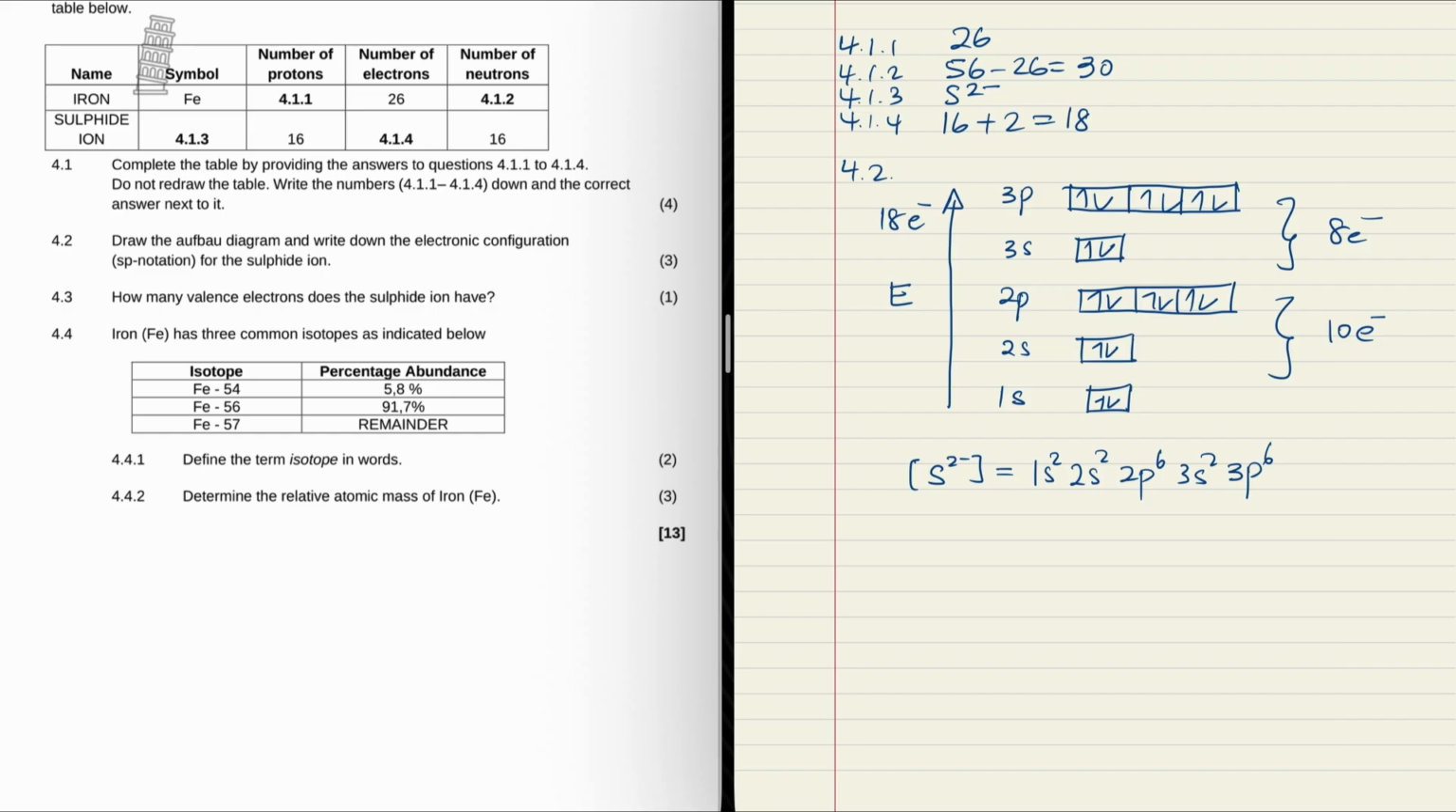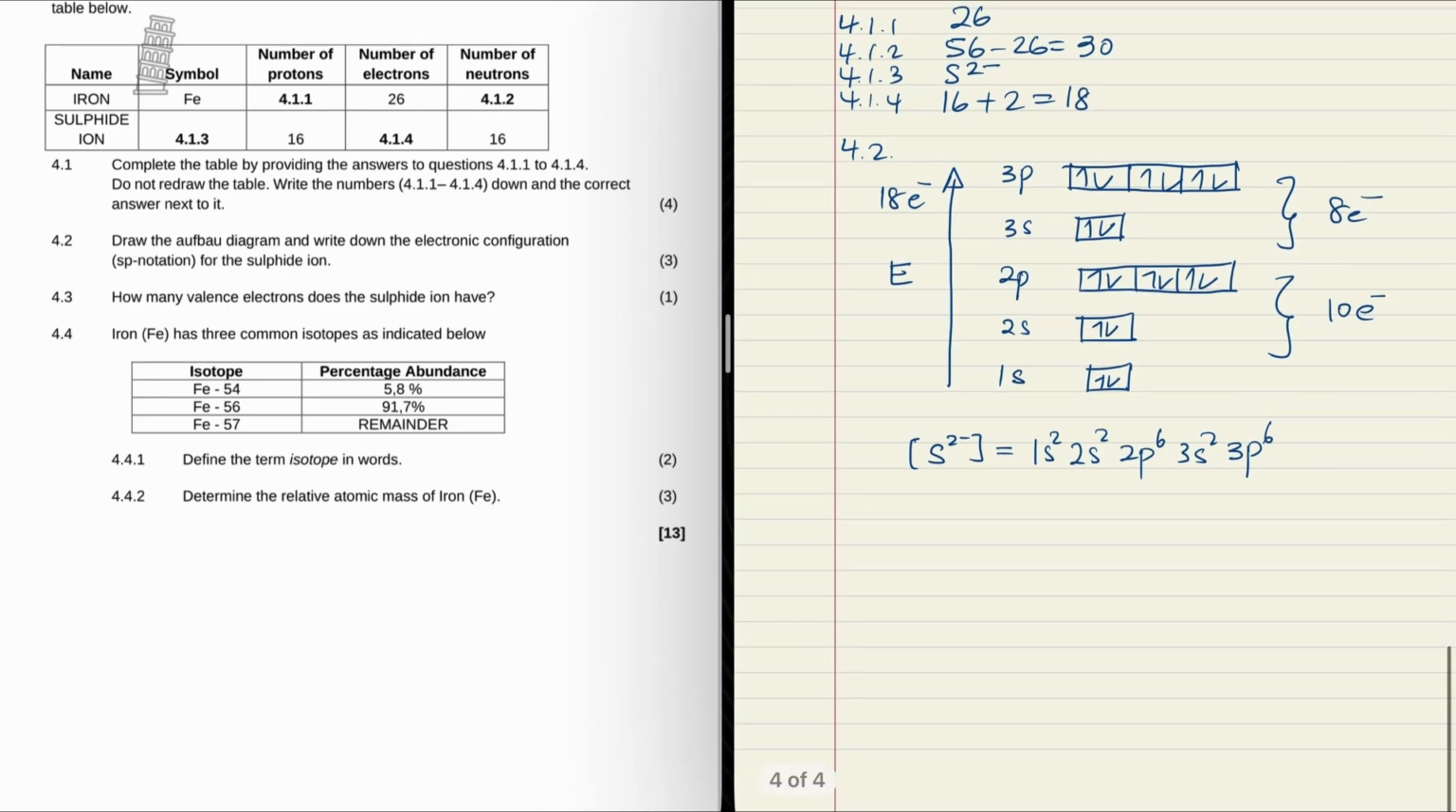If I add up those exponents, 2, 2, 6, 2, 6, I get 18. Moving on, question 4.3. How many valence electrons does the sulfide ion have?